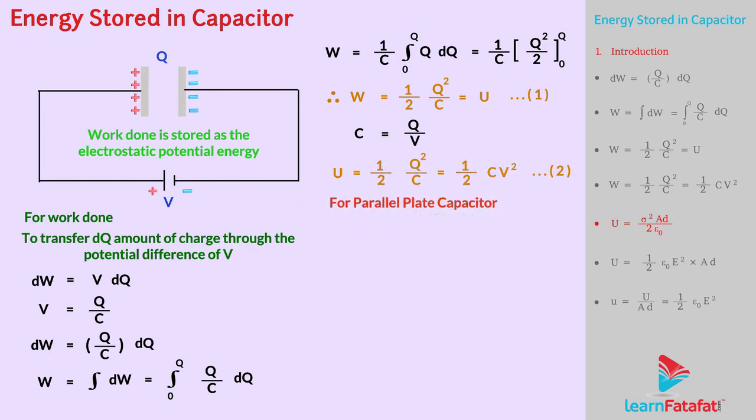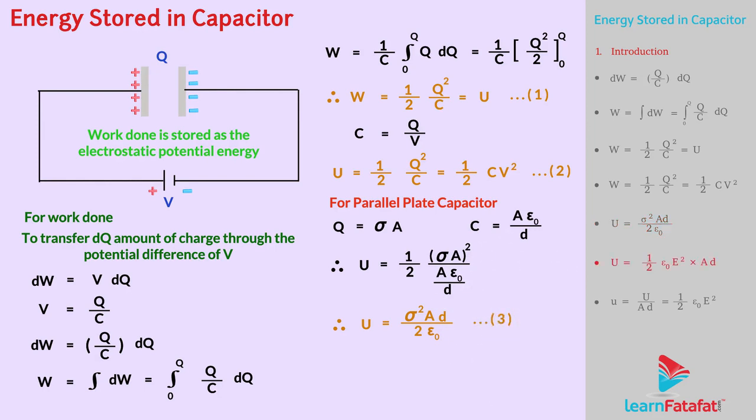For parallel plate capacitor, we have charge Q equals sigma into A and C equals A into epsilon 0 by D. Therefore, U equals 1 upon 2 into bracket sigma A bracket square upon A into epsilon 0 by D. Therefore, U equals sigma square AD upon 2 epsilon 0. Let's call this equation number 3.